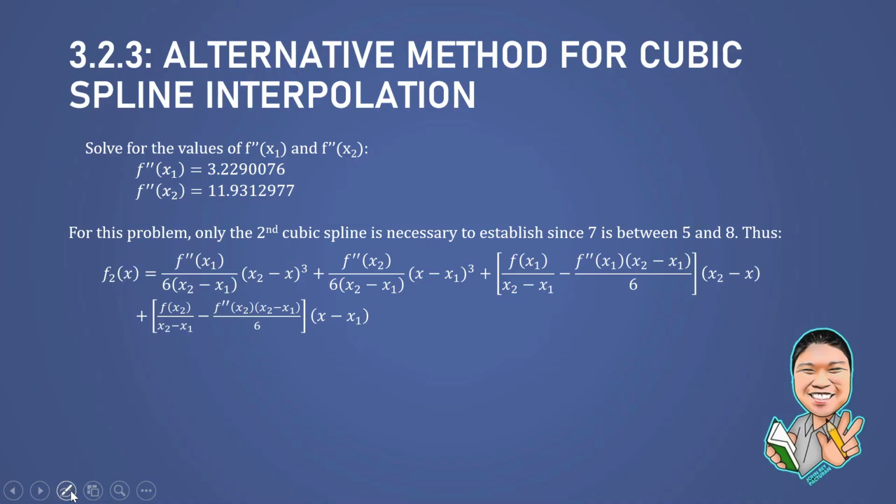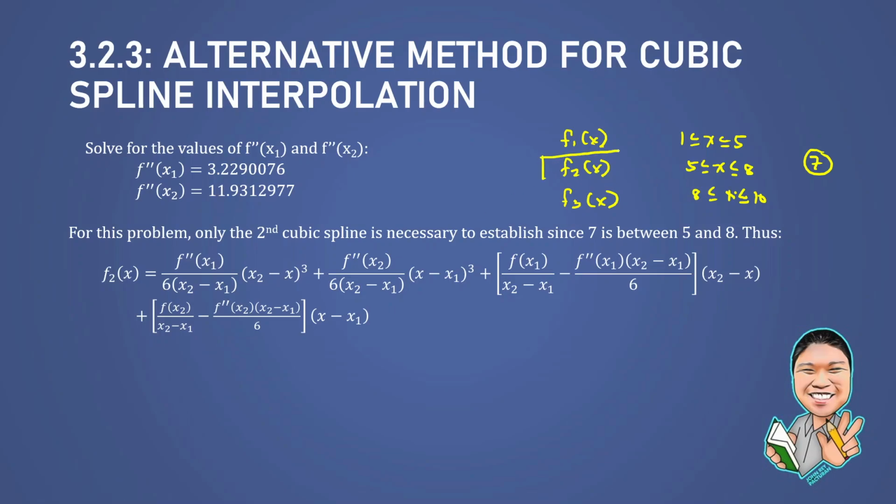Okay, so kasi nga, katulad nung nasabi ko, tatlo ang spline dito: F1 ng X, which is from 1 to 5; tapos yung F2 ng X, which is from 5 to 8; and yung F3 ng X, which is from 8 to 10. Diba? So, alam naman natin na yung 7 is nasa gitna ni 5 and 8. So, yun na nga, katulad dun sa last video natin, yung conventional method of the cubic spline, ang gagamitin natin is yung second spline dahil yung 7 is between 5 and 8.